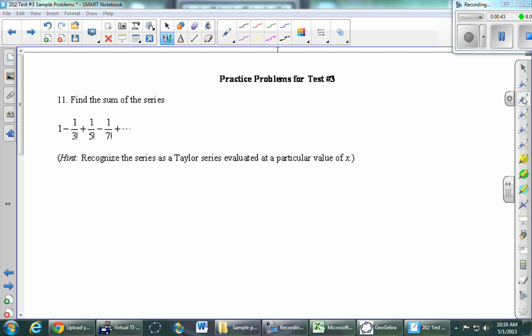So search your brain or search the Taylor reference sheet for a series that has 3 factorial, 5 factorial, 7 factorial, those odd ones. So hopefully you find it. And it has to do with the sine function. So I'm just going to copy the Taylor series for sine. Again, this is on the reference sheet.